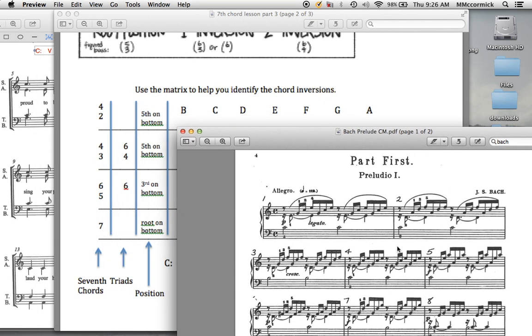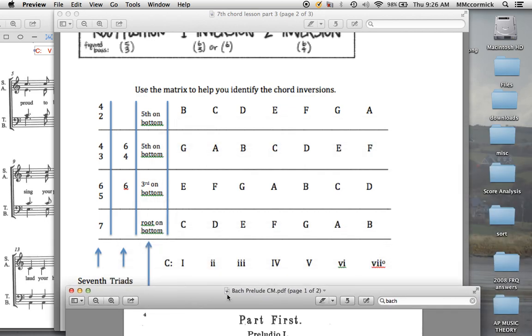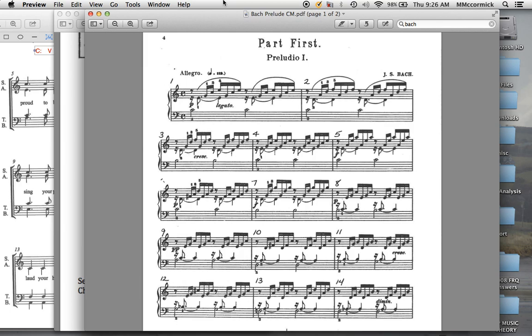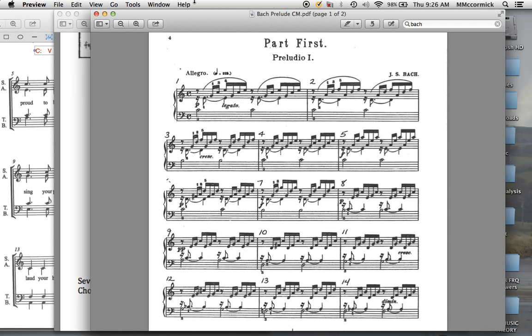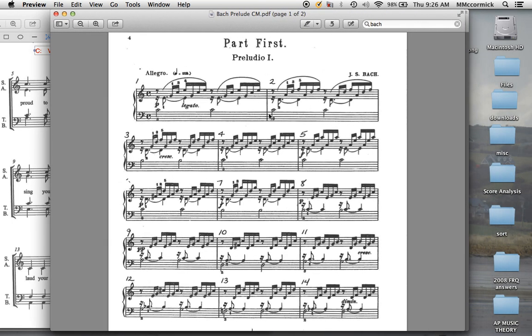Okay. C, D, F, and A. Well, C, D, F, A. Where is that? Ah, here it is. D, F, A, C. All right, it's the 2 chord. Then, can you figure out what inversion it's in? The C is the lowest note. D, F, A, C. Okay, 2 chord, 4/2 inversion. It's in its third inversion with the 7th on the bottom.